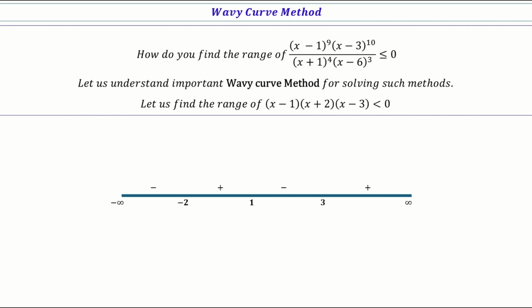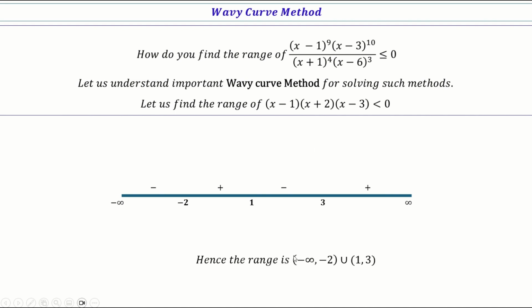Now you are looking for the LHS to be less than 0. Where is it less than 0? So I know the range. The range is between minus infinity and minus 2, and 1 to 3. These are the two ranges where this LHS is less than 0. This is my solution, correct.